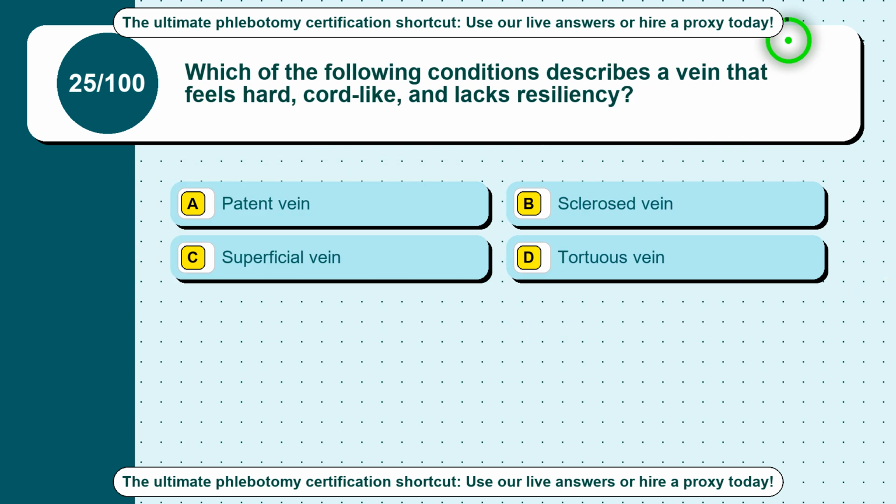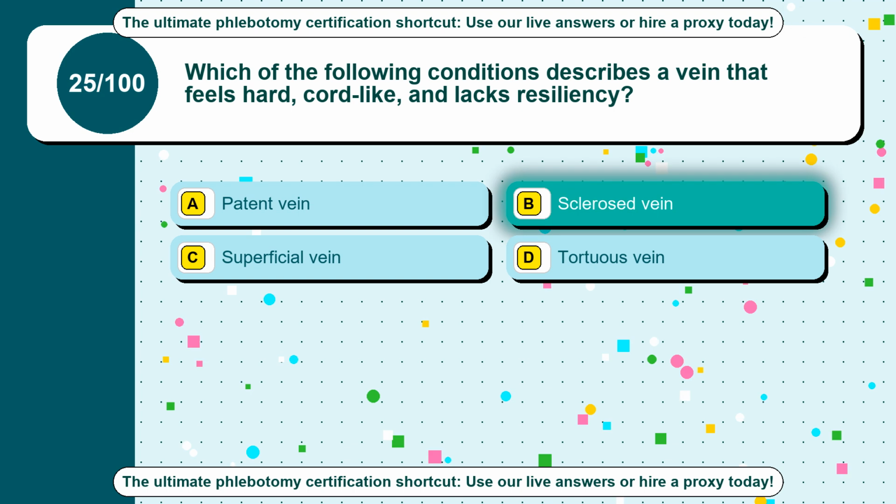Question 25. Which of the following conditions describes a vein that feels hard, cord-like, and lacks resiliency? Option A, patent vein. Option B, sclerosed vein. Option C, superficial vein. Option D, tortuous vein. The correct answer is option B, sclerosed vein.